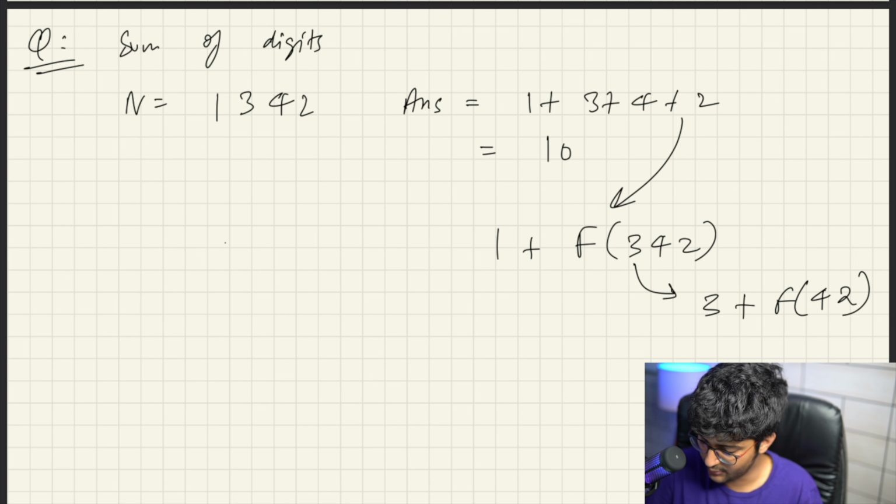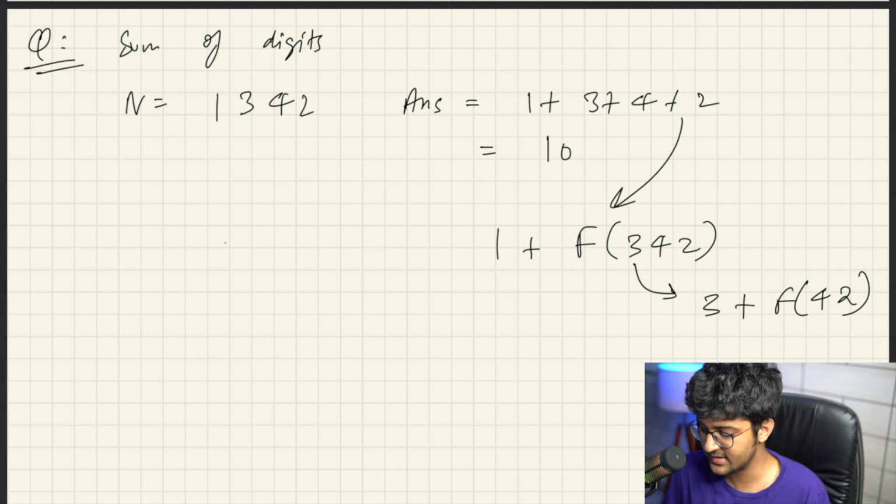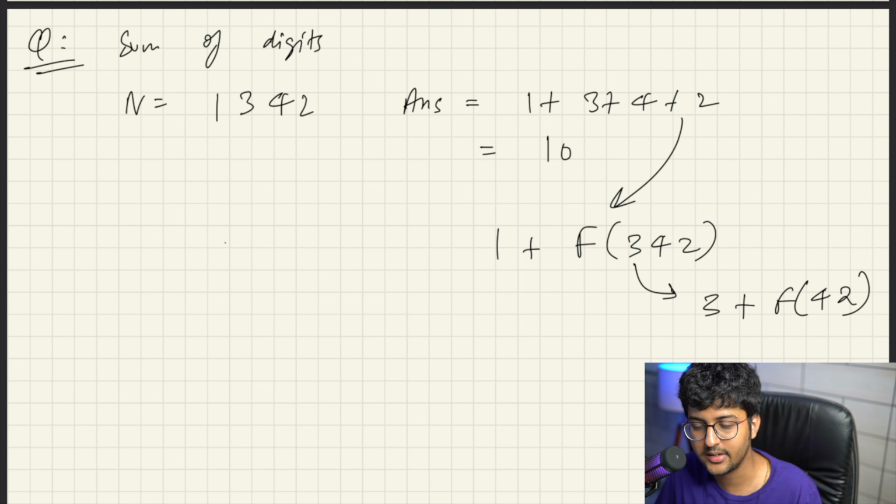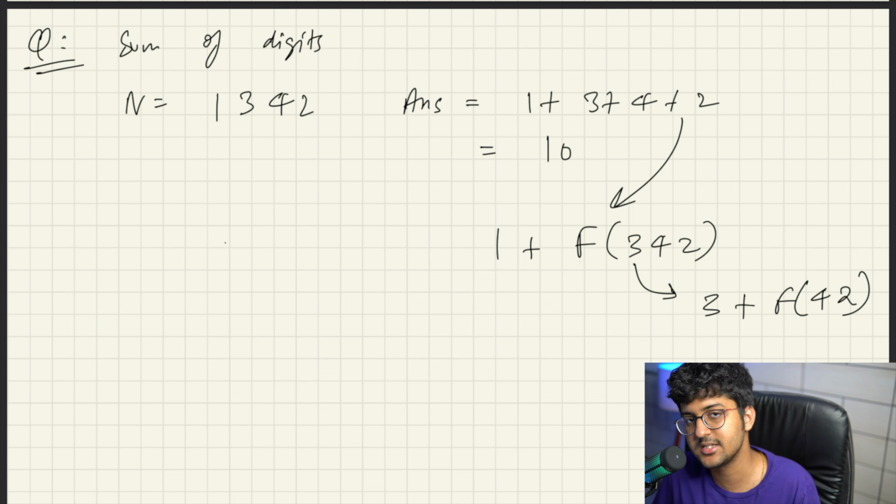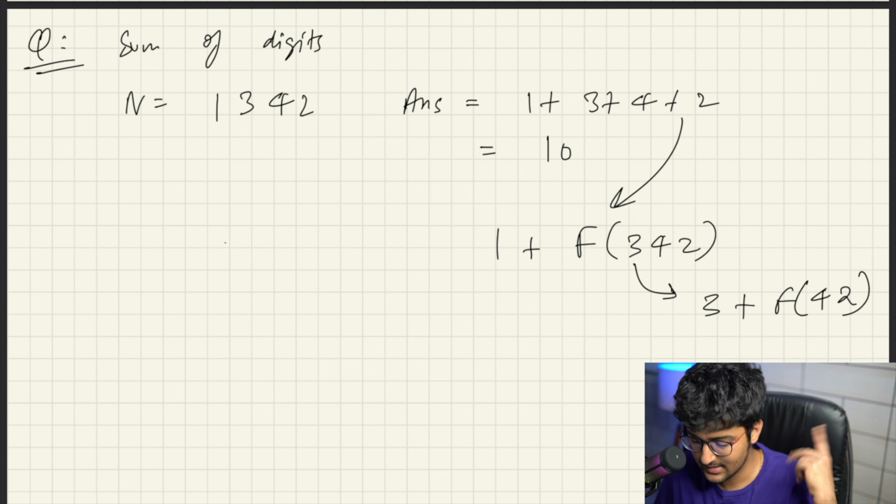So how can we do this? The idea is, what is the base condition going to be? Obviously, if the number is 0, then return 0. That's it. Maybe that can be our base condition in order to make things simpler.